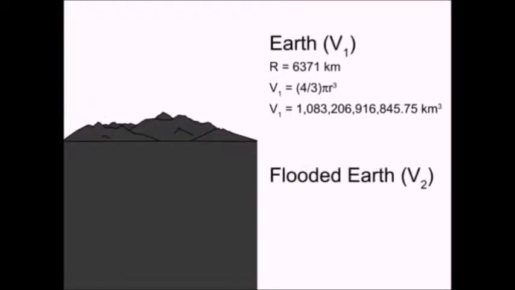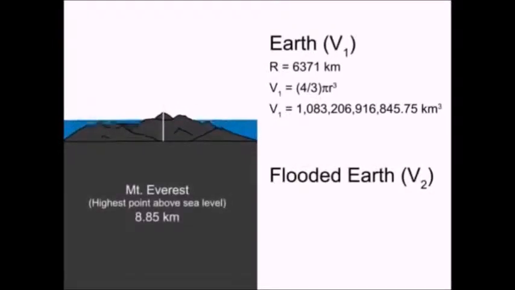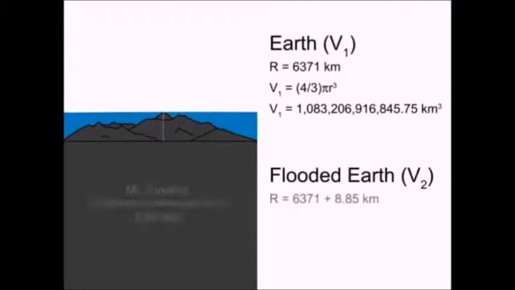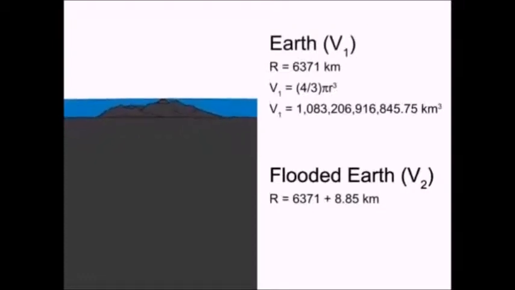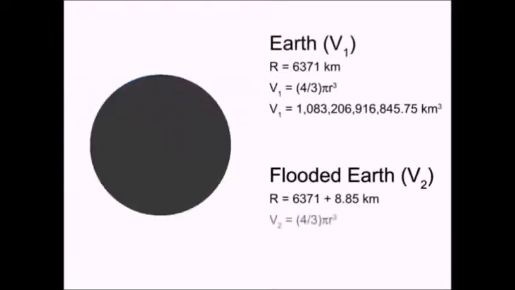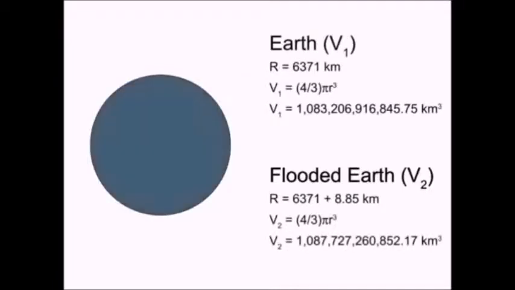We know that Mount Everest has a height of 8.85 kilometers. It is the highest point on Earth above sea level. We add the average radius of the Earth to the height of the highest point above sea level, and we get the radius of our second sphere, which we will call V2.